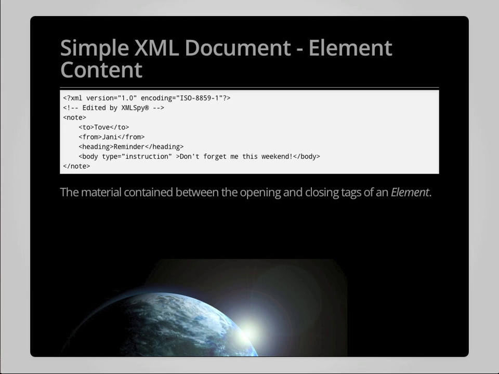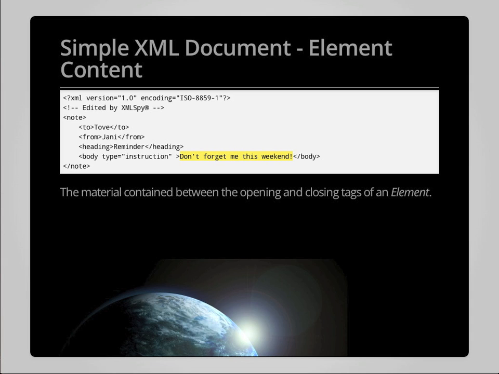Some elements may have content. Not all elements are required to have content, but some may. In this case, content is simply the material that is contained between the opening and closing tags of an element. So here, this highlighted text is the content for the to element. This is the content of the from element, the content of the heading element, and the content of the body element.